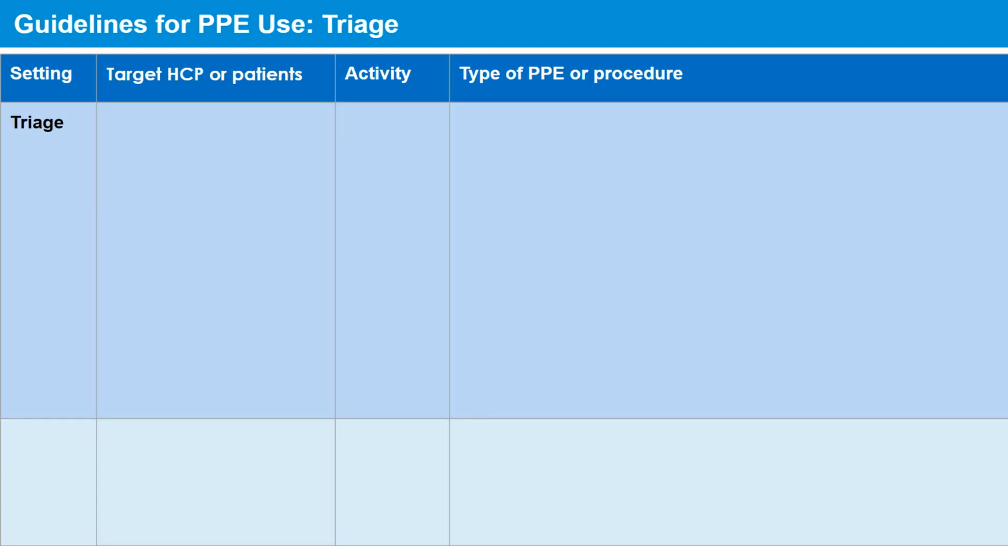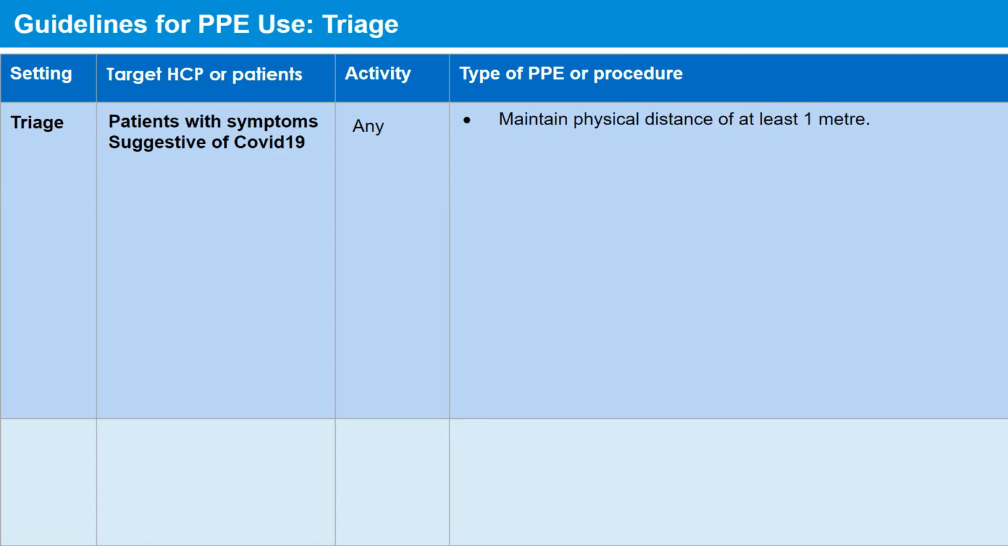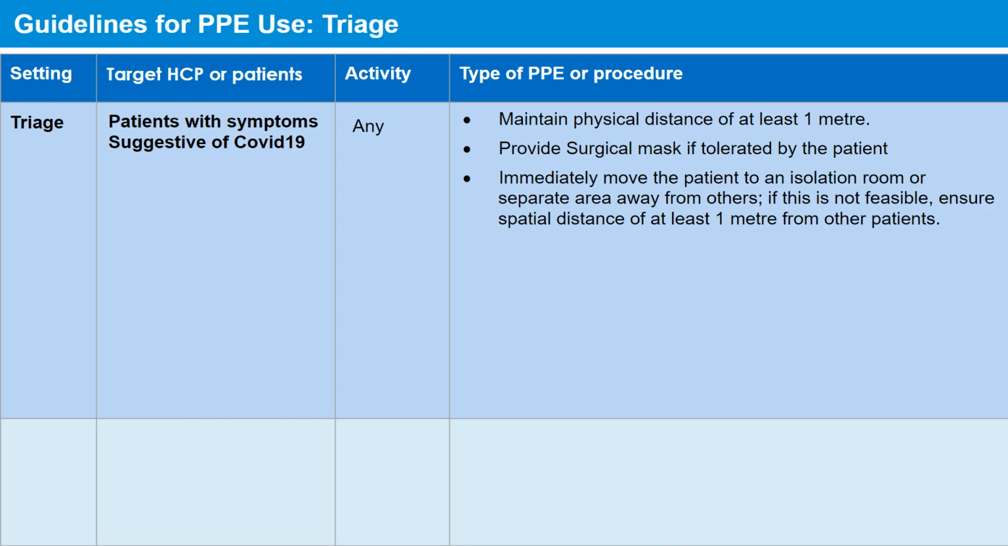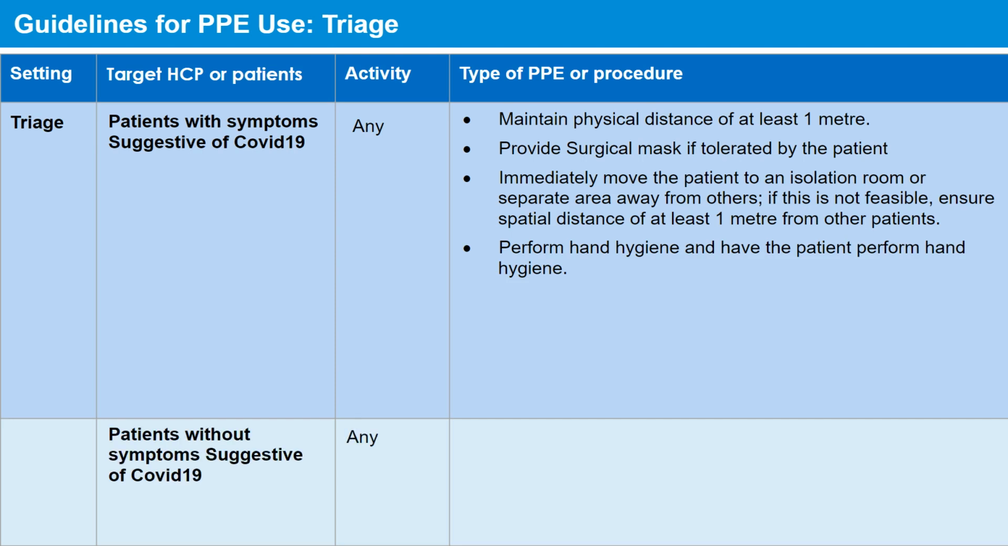In a triage setting, there are certain protocols that should be maintained for patients with COVID-19-like symptoms. Make the patients maintain physical distance of at least 1 meter. Provide surgical masks to the patients if tolerated by them. Immediately move the patient to an isolation room or separate area away from others. If this is not feasible, ensure spatial distance of at least 1 meter from other patients, and perform hand hygiene and have the patient perform hand hygiene. Patients without symptoms suggestive of COVID-19 should always wear surgical masks and perform hand hygiene.